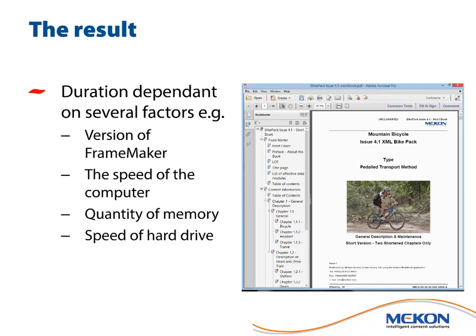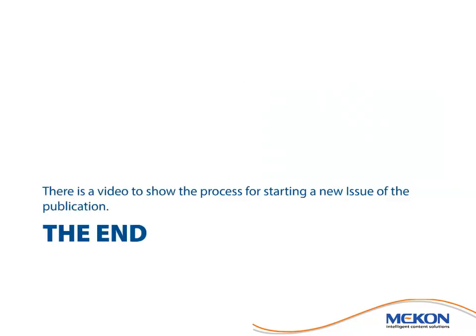Obviously the speed of the computer has quite a significant effect on that, as does the quantity of memory. Maybe not quite so obvious is also the speed of the hard drive, how long it takes to write things to the hard drive and retrieve them. So this is the end of the video, which is showing a live build of those 33 files from the bike pack. There's now a video to show what you need to do for starting a new issue of the publication.